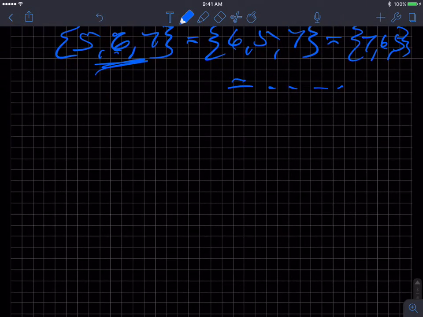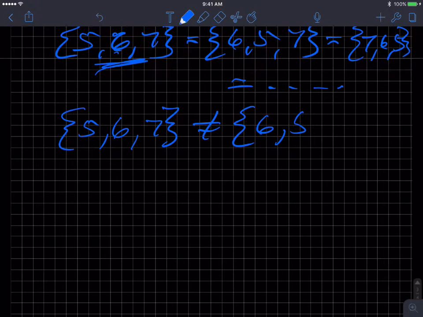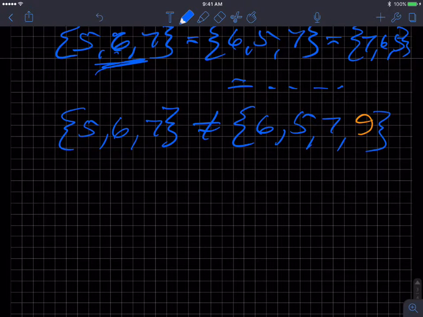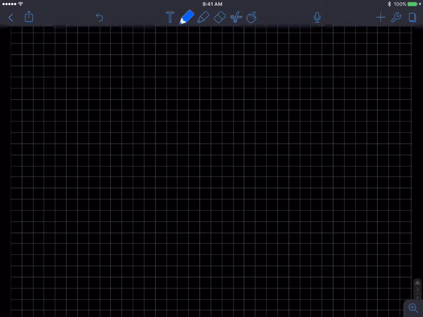To make a set not equal, all you have to do is have an element that does not exist in both. So for instance, 5, 6 and 7, but if I put the number 9 in there, then my sets are no longer equal, right? Okay, easy enough, I hope. Now, what if I want a set to, oh, I already talked about that. I'm kind of jumping around a little bit.